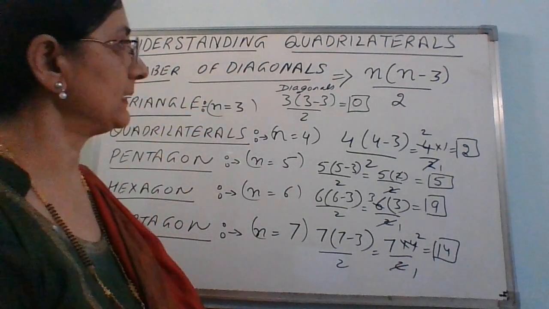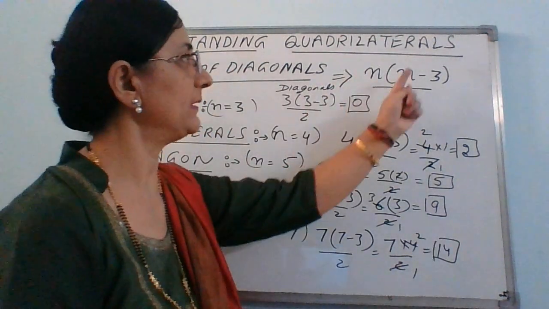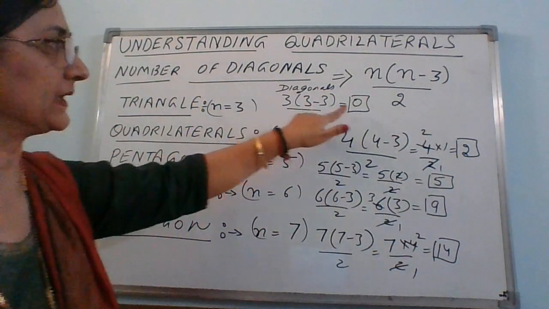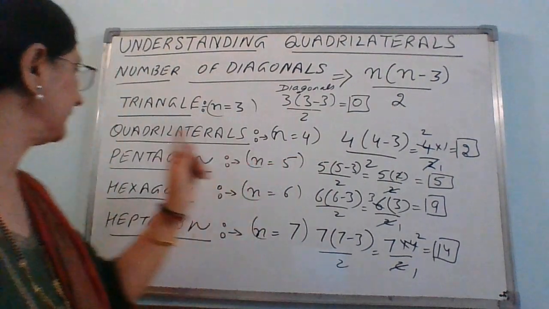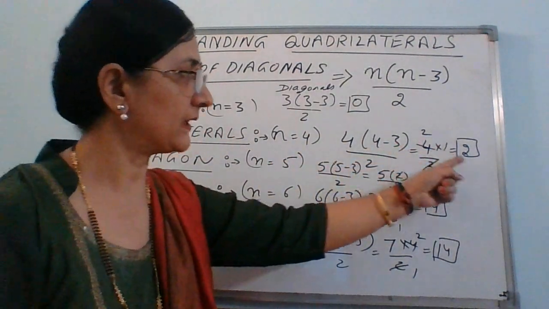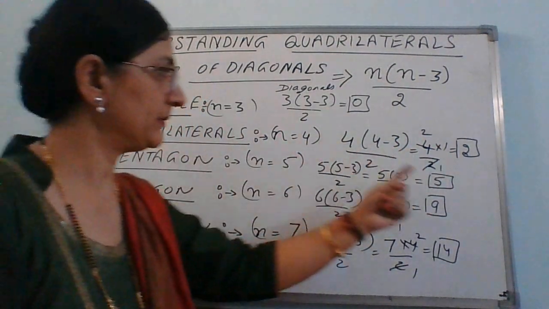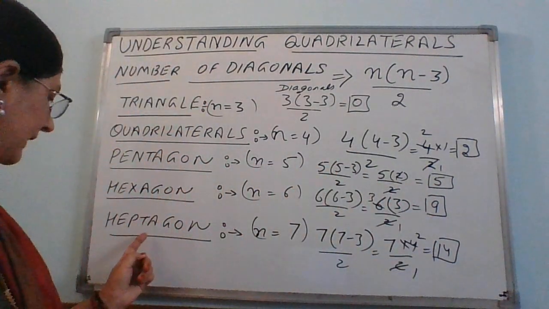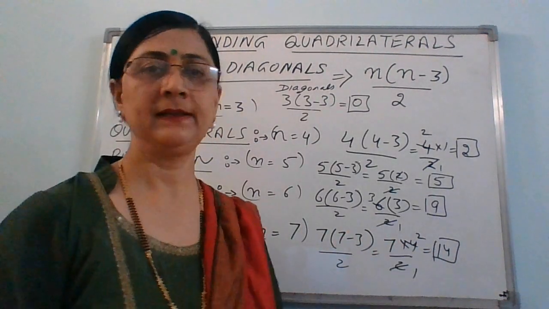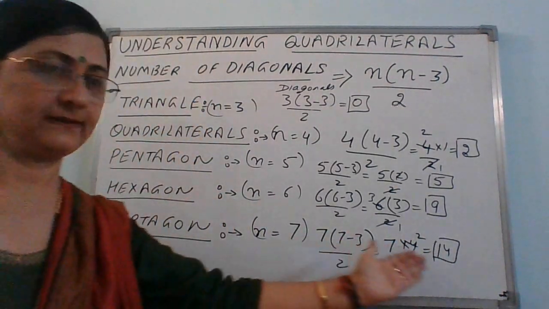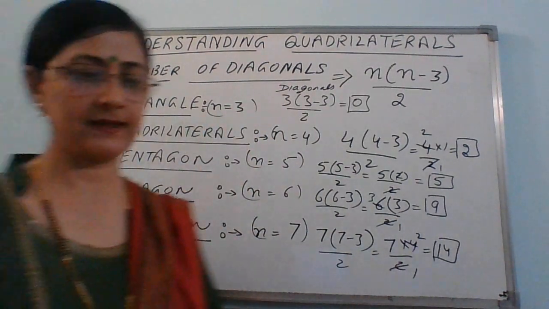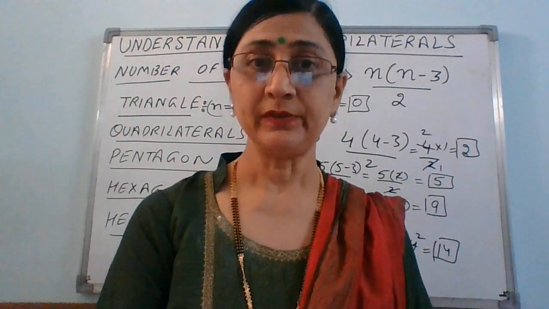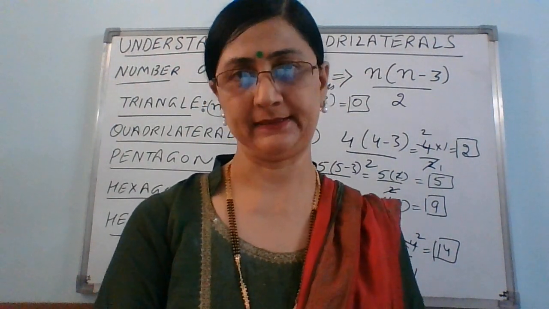The number of diagonals can be found by this formula, n into n minus 3 by 2. In triangle, when we substituted 3, it becomes 0. We have 0 diagonals in a triangle. In quadrilateral, we substituted 4, solved, and you got 2 diagonals. In pentagon we got 5. In hexagon there are 9 diagonals. In heptagon we can draw 14 diagonals, right? So these are the diagonals, and you can find out for octagon, nonagon and decagon. So we know how to find out the diagonals.